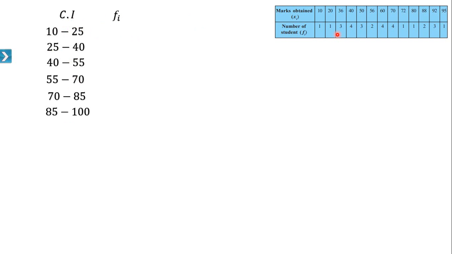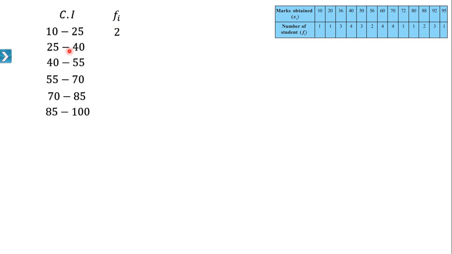Now, how many students scored marks from 10 to 25? 10 to 25 means we have to take these two, 10 and 20, that is 2. So, the number of students who scored 10 to 25 is 2. Then 25 to 40. See here, where we have to take the score 40.